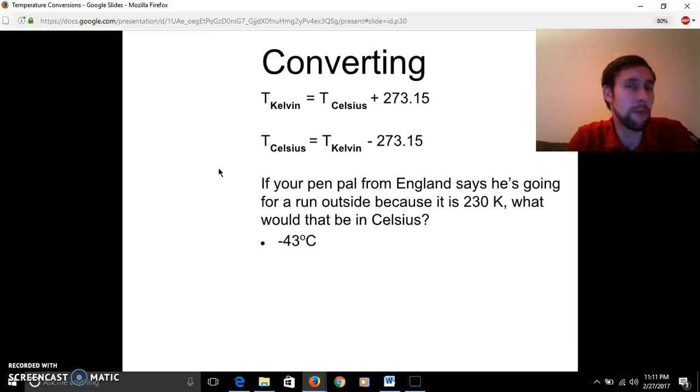Does that seem reasonable? He's running outside when it's negative 43 degrees Celsius. You guys may not know this, unless you're familiar with Europe or the Celsius scale, centigrade scale, but that's really, really cold. It's like the coldest days we ever have in Minnesota. So no, it's not reasonable. He should not be running at that temperature.